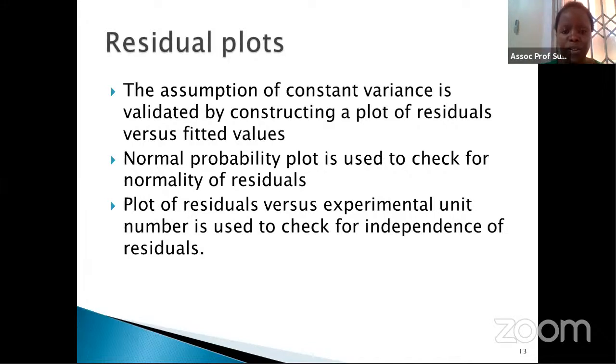Yes, some journals want us to put the real p-value, so you will indicate p is equal to 0.00, okay?